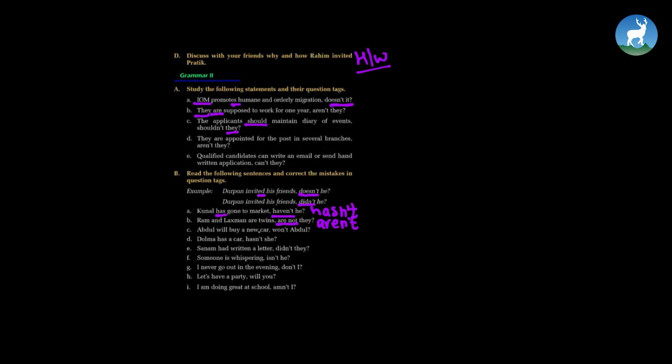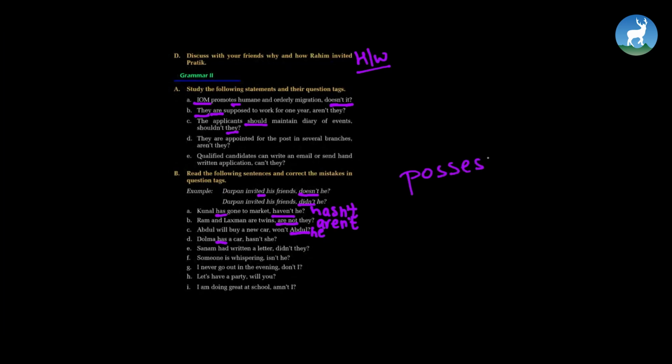Abdul will buy a new car. Won't Abdul? Now we can't repeat the name in the question tag. We have to use a pronoun. So in this case, the pronoun is he. So won't he. Now, see, this is a little bit confusing. This has over here, this works as possession.